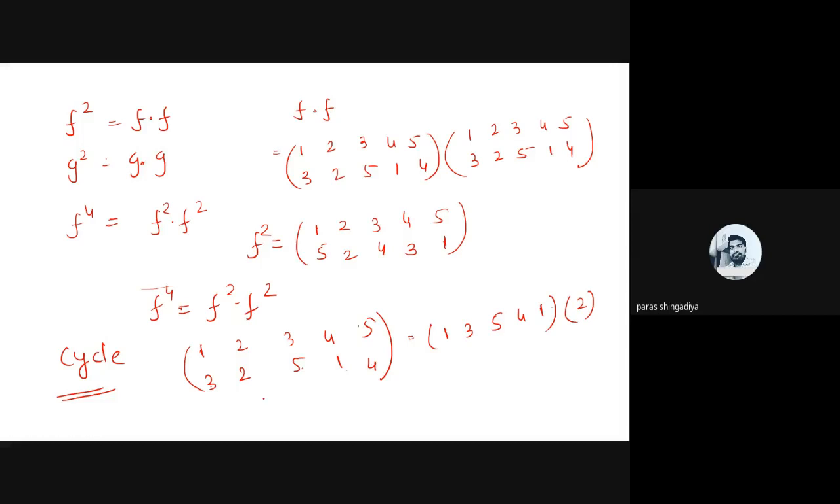Clear? That is called a cycle. Let's take another example to check the cycle. If I consider 1, 2, 3, 4, 5, 6, and here the data is 3, 4, 6, 1, 2, and 5.